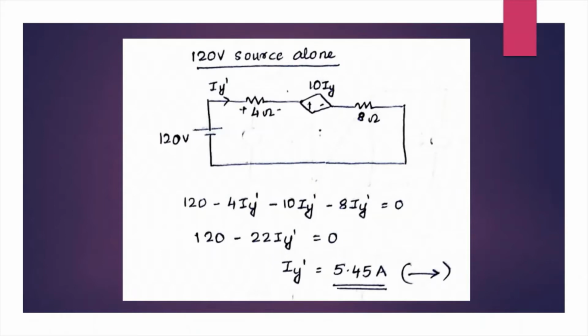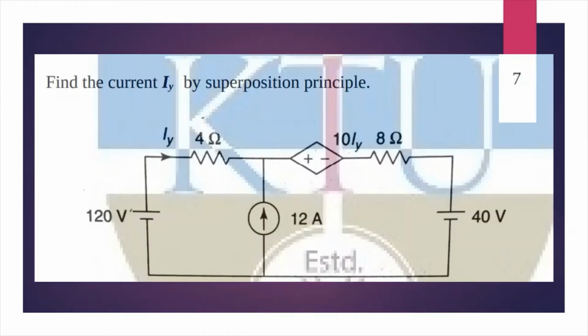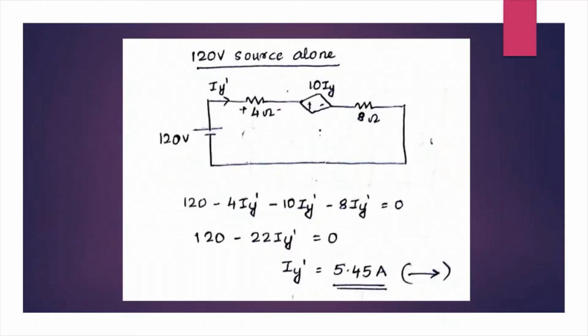First we are going to consider the 120 volt source alone. While considering the 120 volt source, we will open circuit the 12 ampere source and short circuit the 40 volt source. So the circuit will look like this, and from here we can find IY dash. Just write the KVL equation and solve for IY dash. The direction of the current is from left to right. So it is 5.45 ampere.